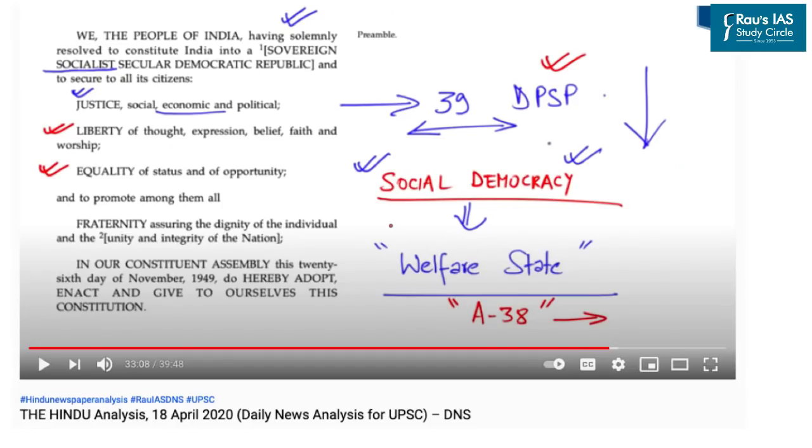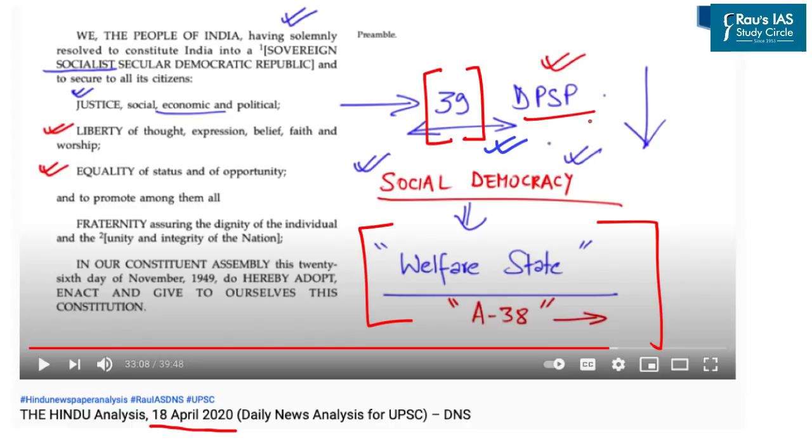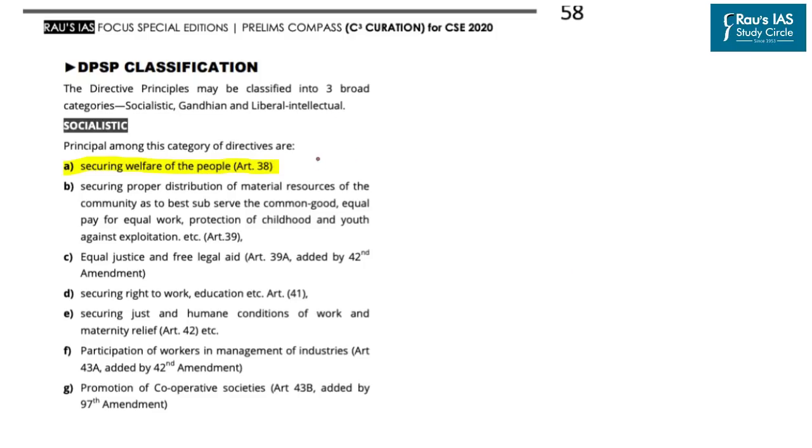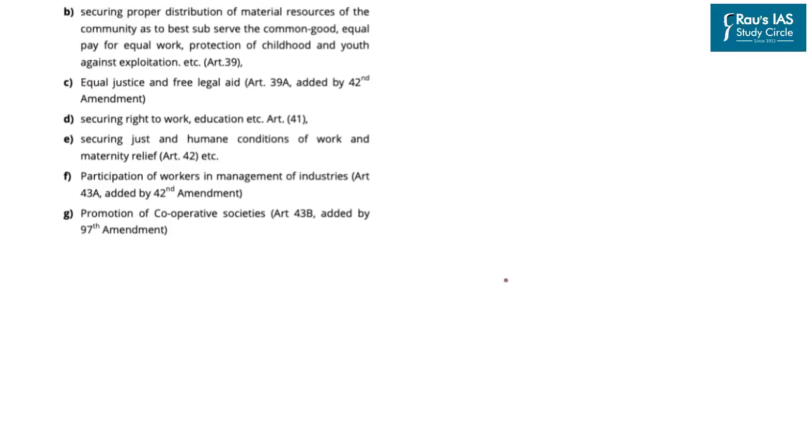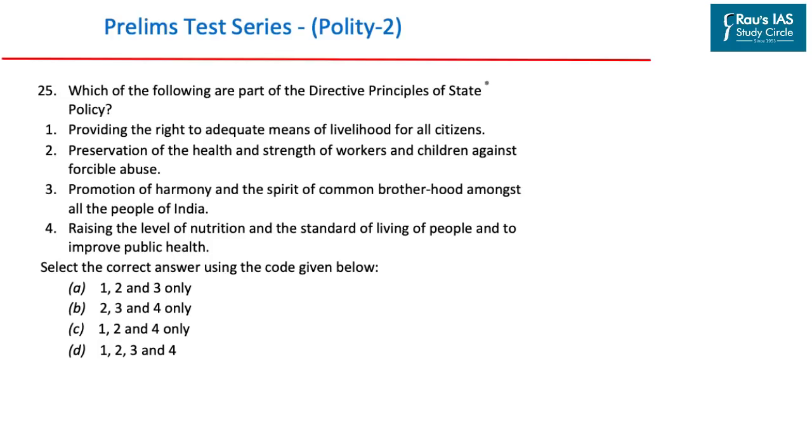And this aspect of welfare state, as you can see, was covered very directly in the DNS dated 18th April 2020, where we highlighted social democracy, Article 39 of the Indian Constitution, which is a part of DPSP, and also justice, which has to be social, economic, as well as political. Further, this aspect was also covered in the Prelims Compass magazine of the Polity and Governance section, and questions on DPSP were also asked in the Prelims test series.